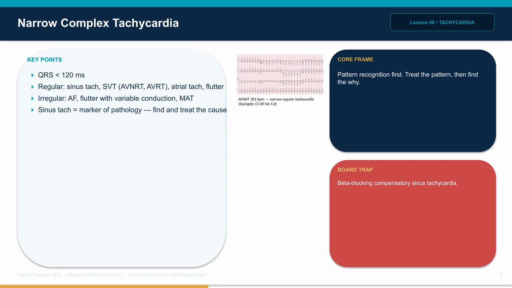Multifocal atrial tachycardia, 3 or more distinct P-wave morphologies with varying PR intervals, is the ITE classic in COPD exacerbation and theophylline toxicity. Atrial flutter classically conducts 2 to 1 at a ventricular rate near 150. Adenosine slows the AV node and unmasks the sawtooth flutter waves diagnostically.